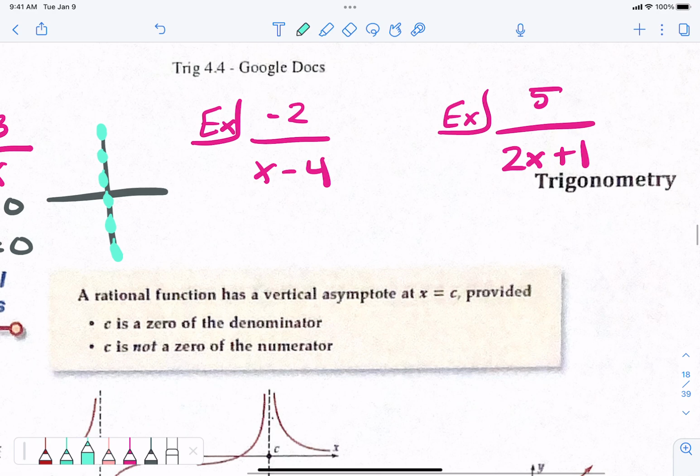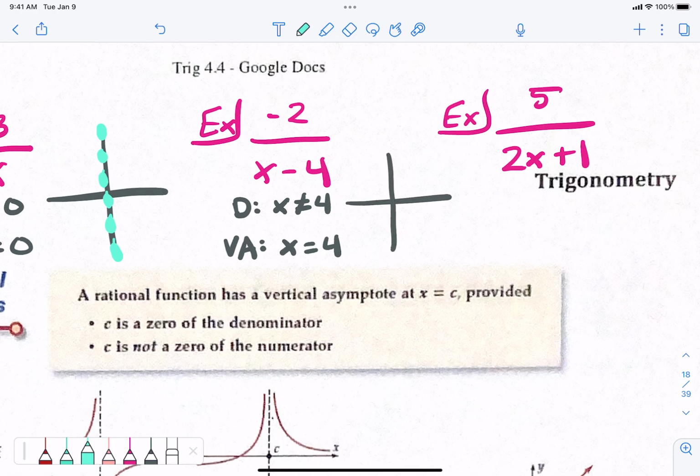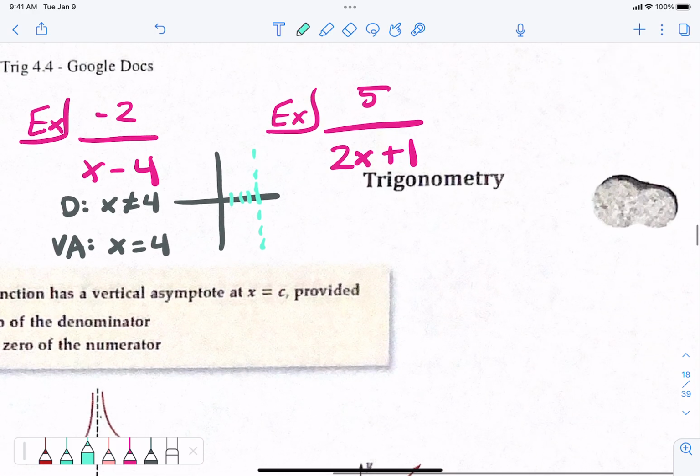Example 2, let's talk about domain because it's easier to do domain first. What can x not be for number 2? 4. X can't be 4 because the VA is at x equals 4, okay? What that will look like is 4 over here, and that's where your VA is, right? That's where it separates the graph, okay? All right, now this one maybe you can do in your head, maybe you can't. Domain and VA. What's the domain, or what can x not be in the third example?